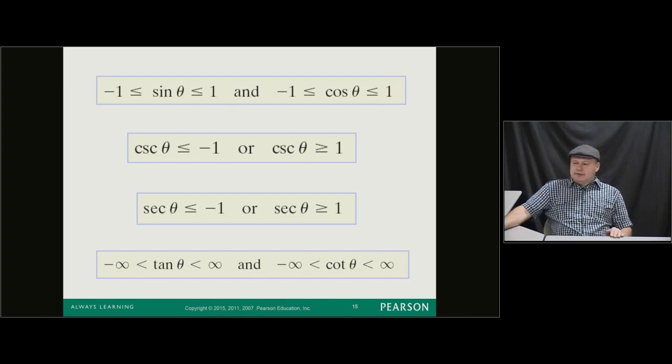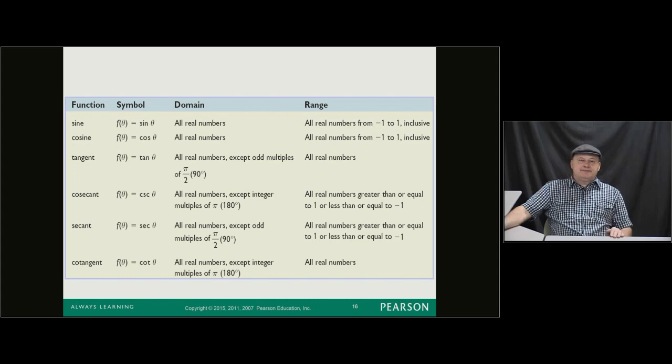All right, the next table is a summary of what we just talked about. Sine of theta, the domain is all real numbers, and its range is numbers between negative 1 and 1 inclusive, which means including the endpoints. Cosine has the same domain and range as sine. The tangent domain is all real numbers except odd multiples of pi over 2, and its range is all real numbers, and so on down the line.